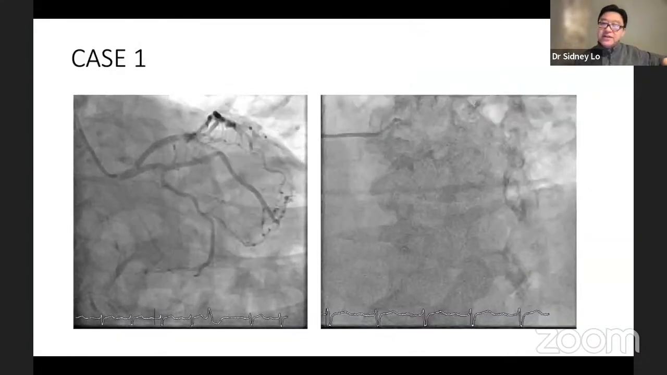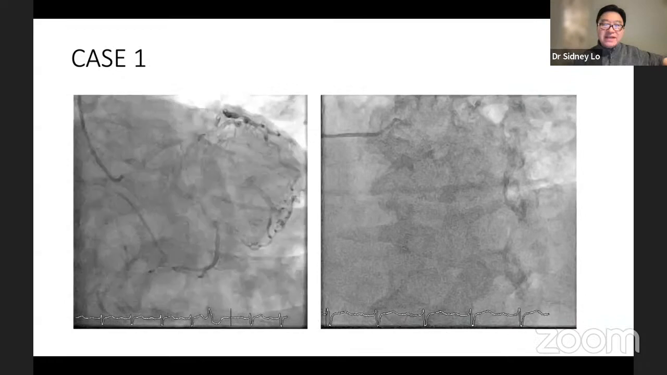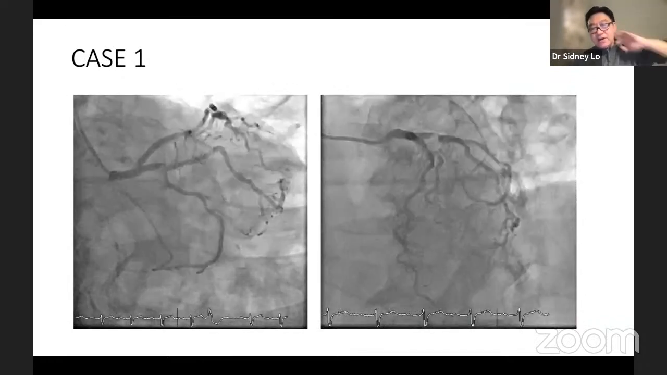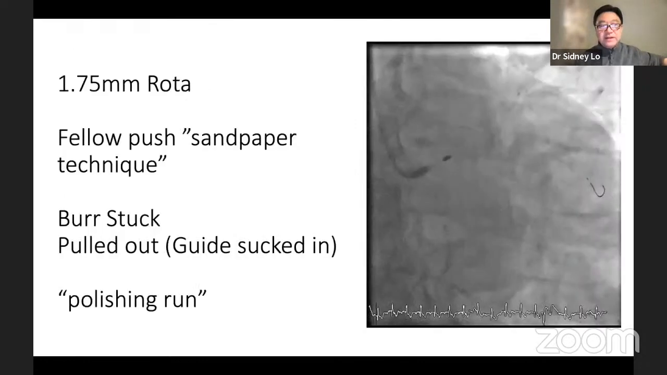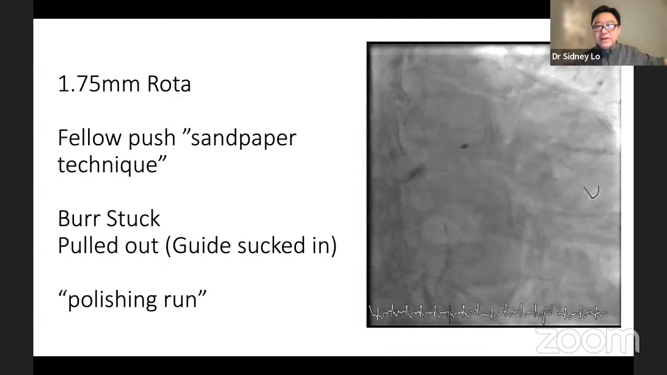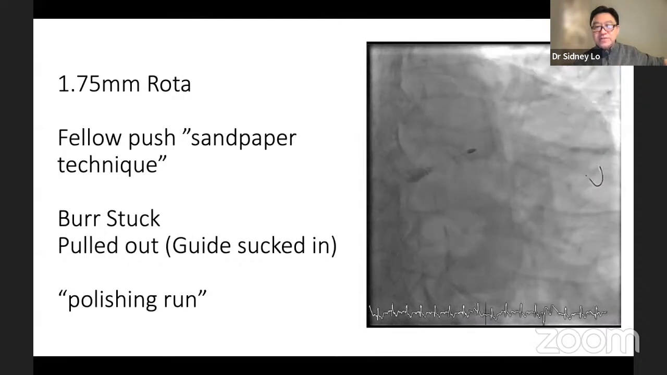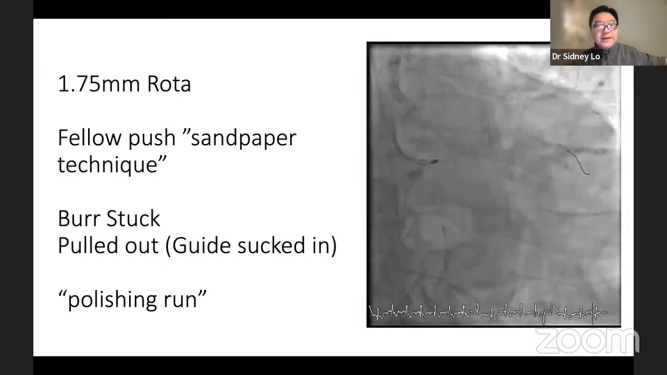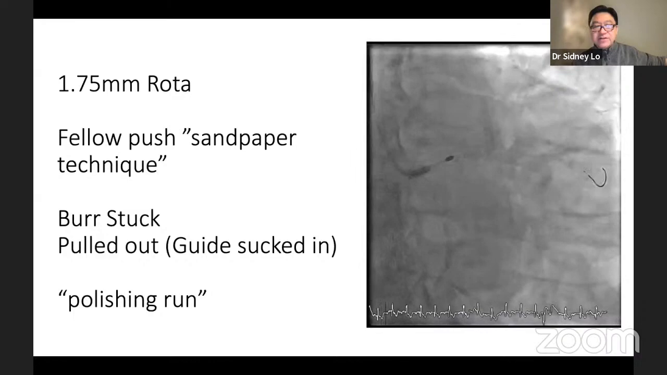I'll show you a case, not of that rupture, but basically this is a very eccentric circumflex lesion you can see on the left and right-hand panels. And this is trying to be a one burr case, a 1.75 millimeter burr. And the fellow was very keen, pushed pretty hard. I did not capture this stuck burr, but it was stuck and pulled back with the guide moving forward. And this is the polishing run. Still a little bit tricky.